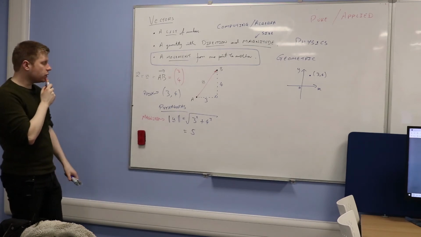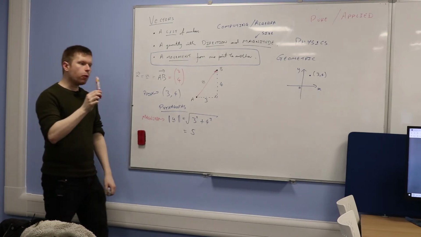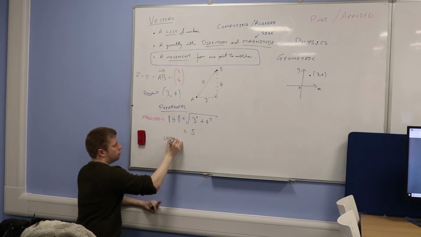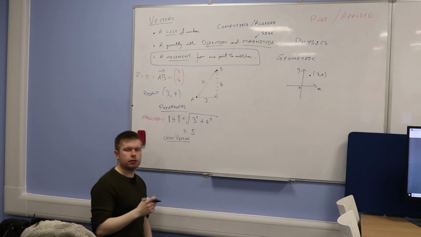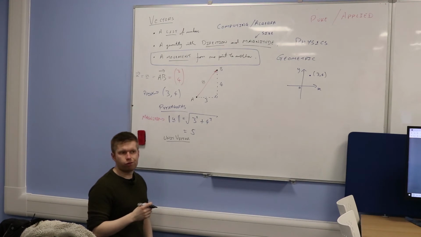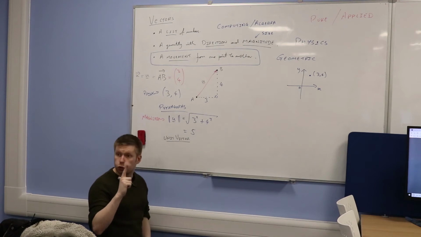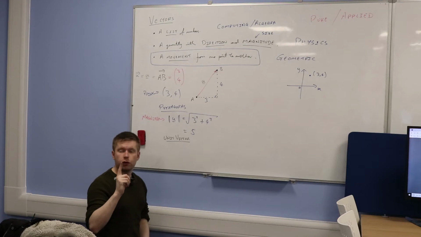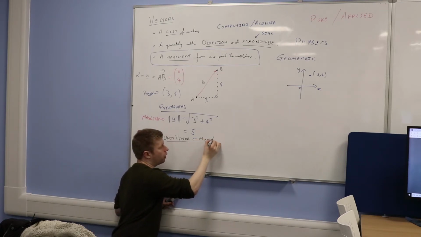Okay, what else can I do with this then? Well, let's suppose now I know this, I want to come up with a unit vector. Now, what do you think a unit vector actually is? What is a unit? It's just one, right? So I want to come up with a vector that just has a magnitude of 1. That's all a unit vector is. It just has a magnitude of 1.